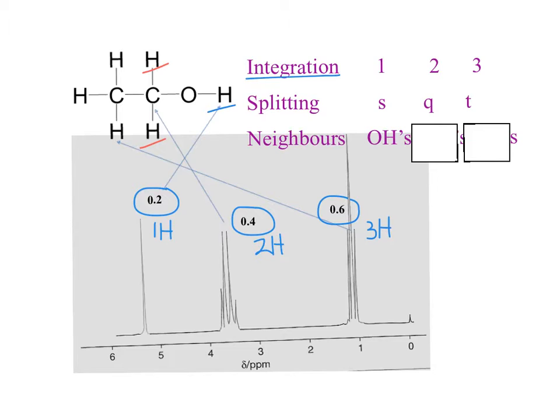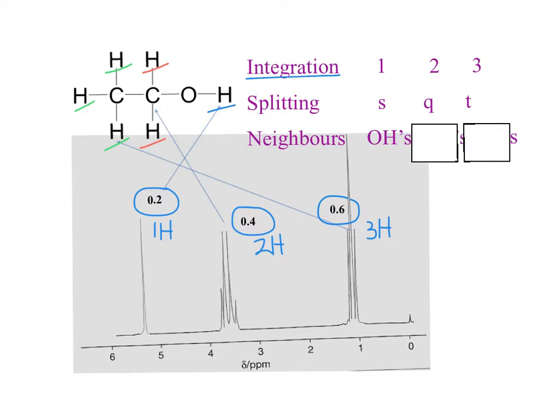Then I know the peak, the triplet, that has the least chemical shift at around 1 part per million. It's furthest away from this electronegative oxygen, so it's furthest away from its deshielding effects. That peak is caused by these 3 hydrogens, and that fits in with our integration numbers that we worked out just a minute ago. Now we want to concentrate on this splitting pattern.